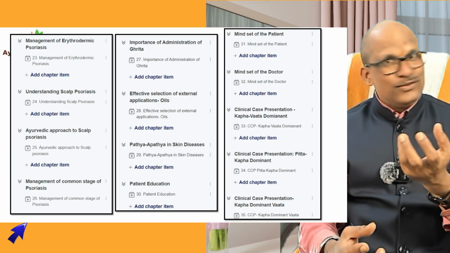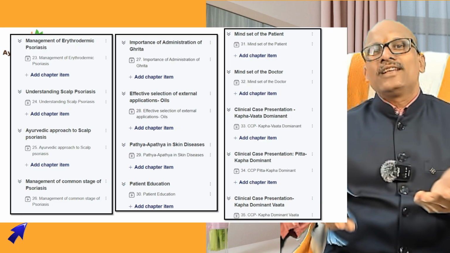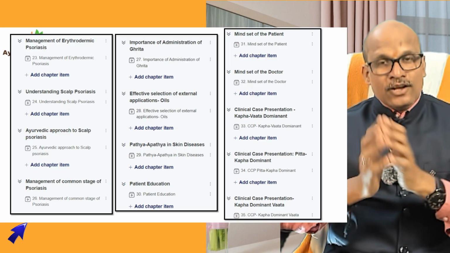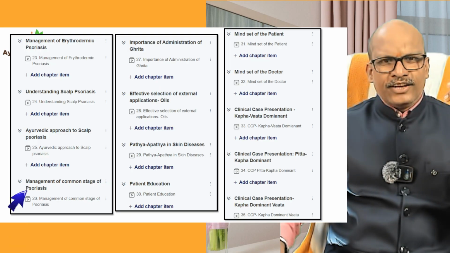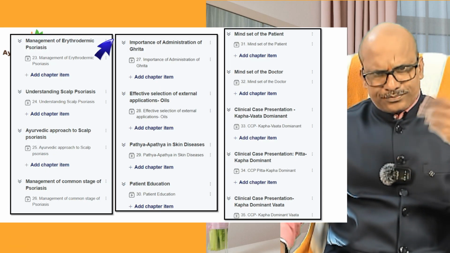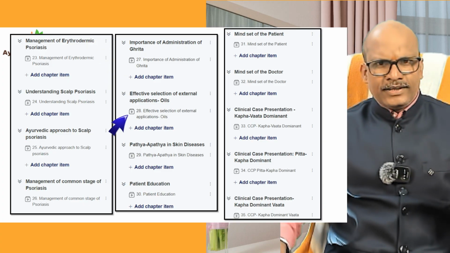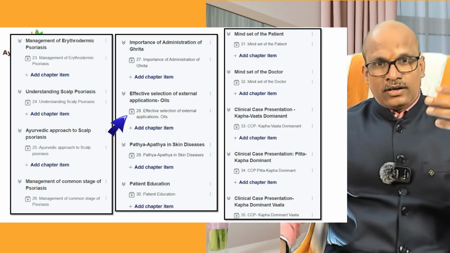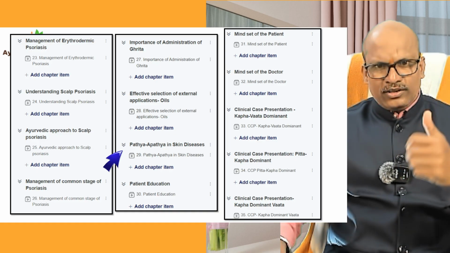Whether autoimmunity has gone? No. If you stop treatment within a month or some time, the patient will again come with new lesions. So preventing that, you will learn in this management of chronic stage. Next is the importance of administration of Shamana Sneha or Shodhananga Ghrita, how to select all that. Next is effective selection of external applications, particularly oils, and Pathya Apathya in skin disease, particularly psoriasis.